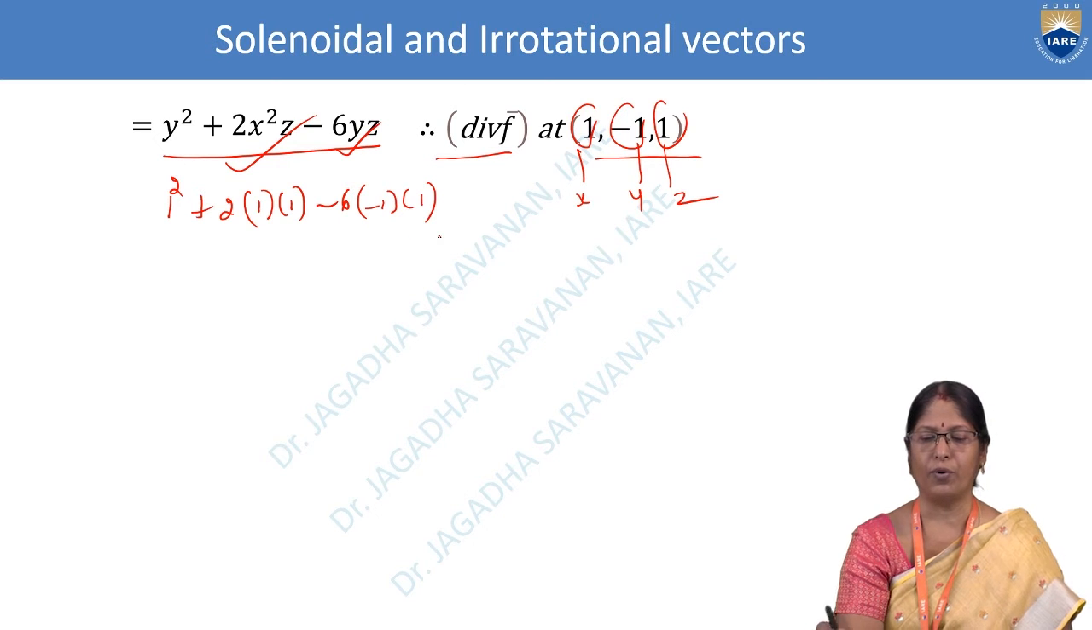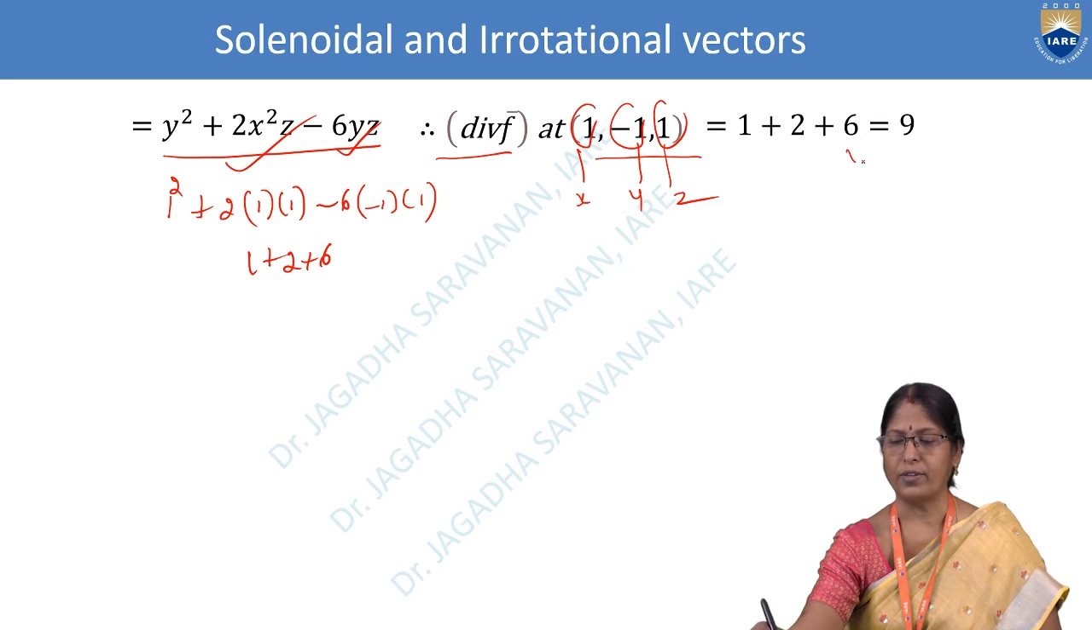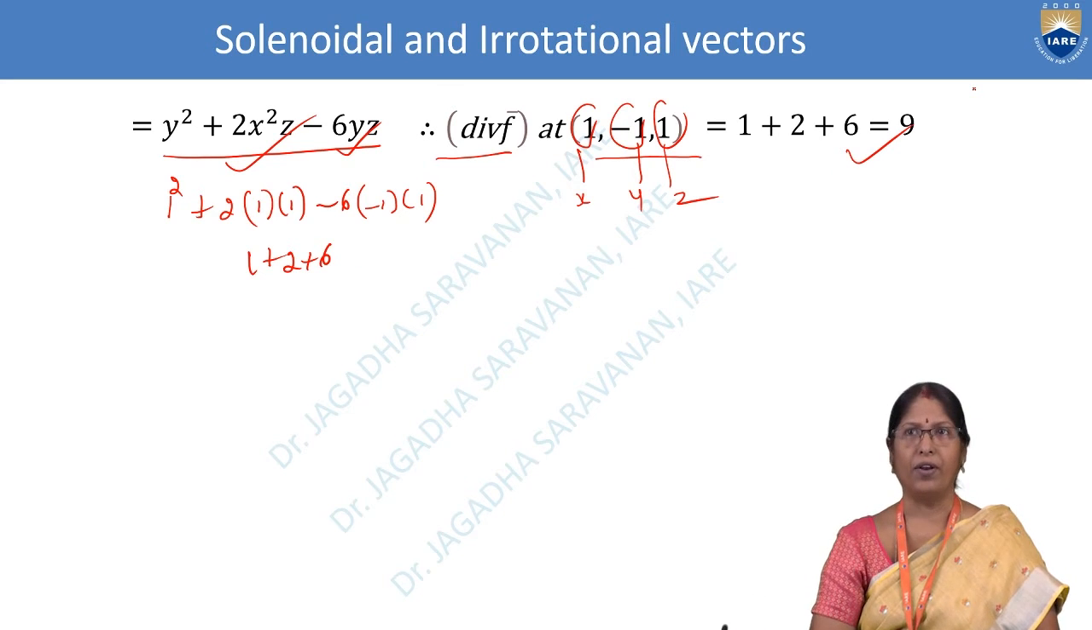We have to be careful. So 1 plus 2 plus 6 we are getting. That's what it is written. The result is 9.